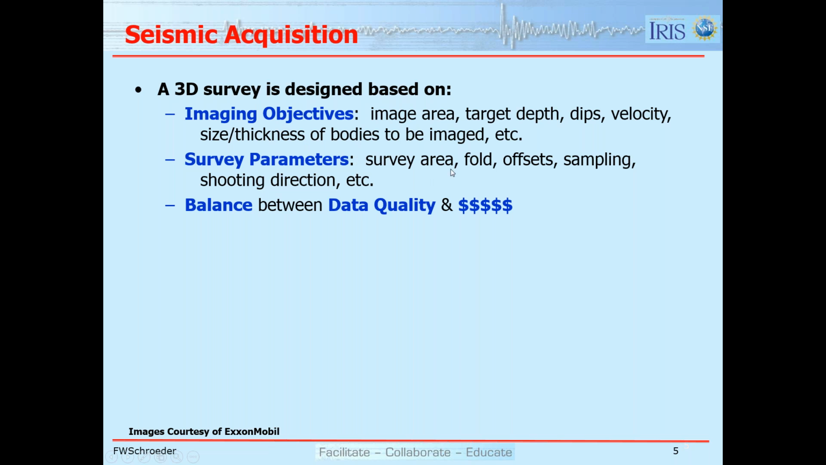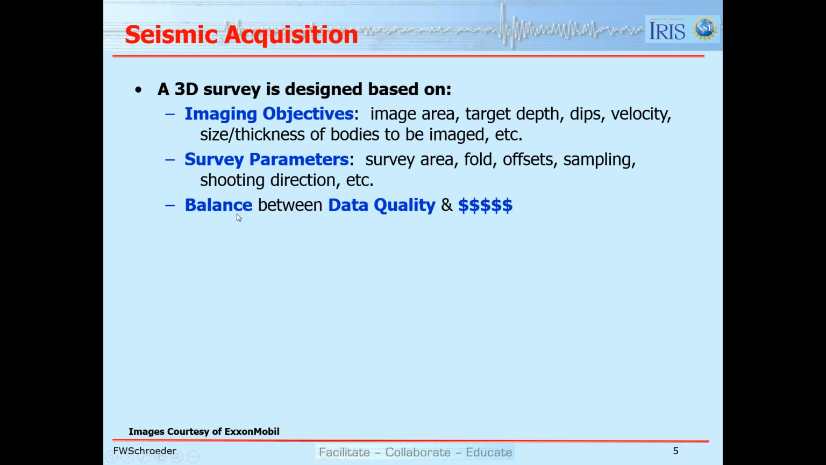So we need to know what the surface area is in order to get the image area at depth. We need to know what sort of fold and offsets and sampling and what the shooting direction will be. We'll have a lesson on seismic acquisition, and I'll go into more detail on the area and what fold means and what offset means, and how shooting direction plays a part.